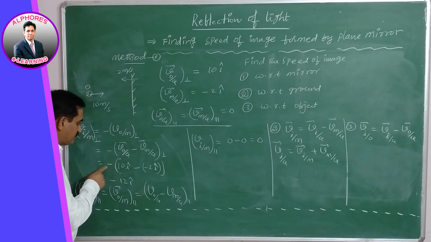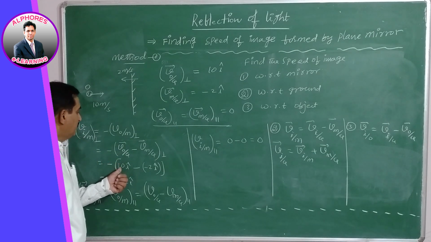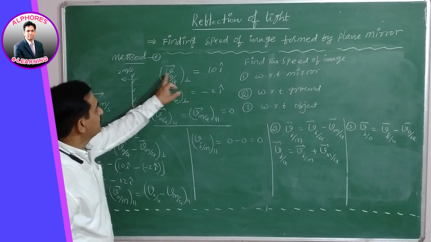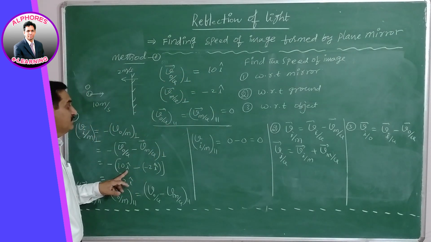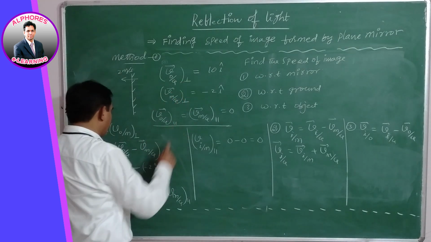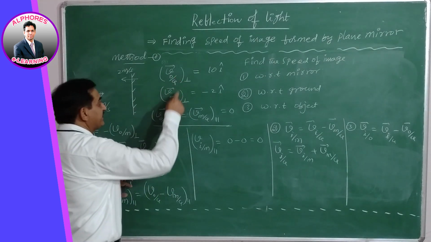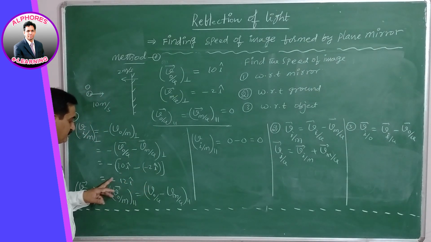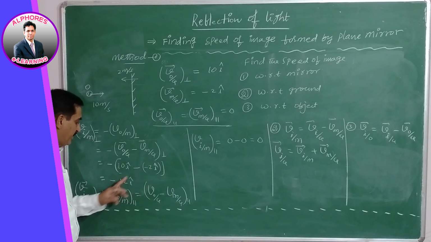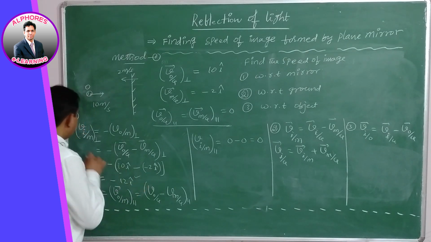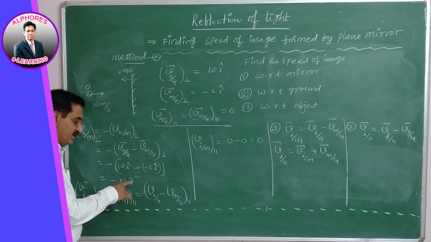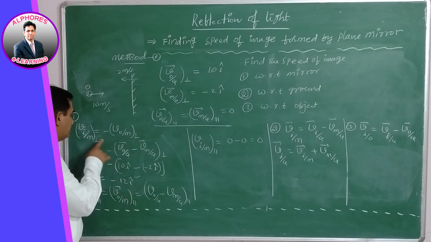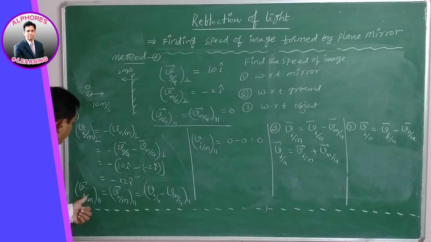Then the values are substituted: minus, object with ground, that is 10i substituted, particularly the perpendicular component. So perpendicular components are taken into account, minus of minus 2i. Substituting these values and simplifying, you will get minus 12i. So this is speed of image with respect to mirror in the direction perpendicular to the plane, that is the perpendicular component.